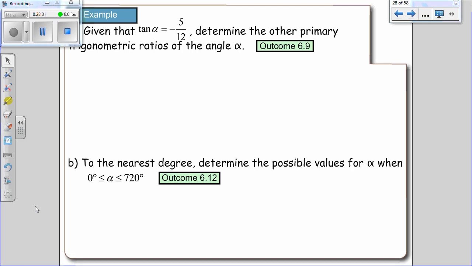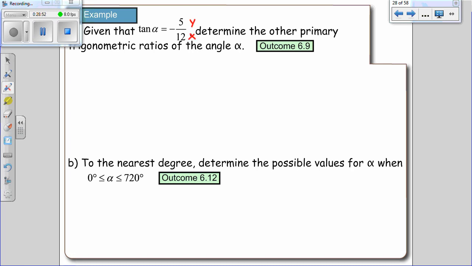The first thing I need to do is build this triangle. Anytime I'm given a ratio, I should start building a triangle. Tangent is always giving you side y and side x. If it was cos, they would have been giving me x and r. If it's sine, they would have given me y and r.